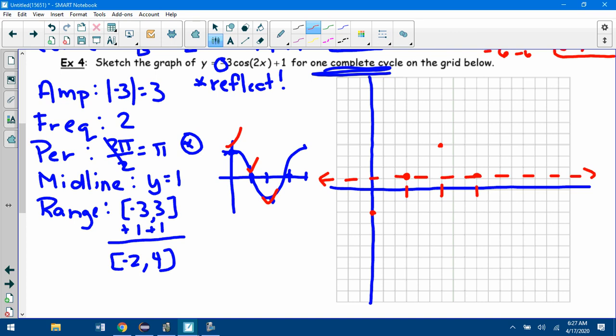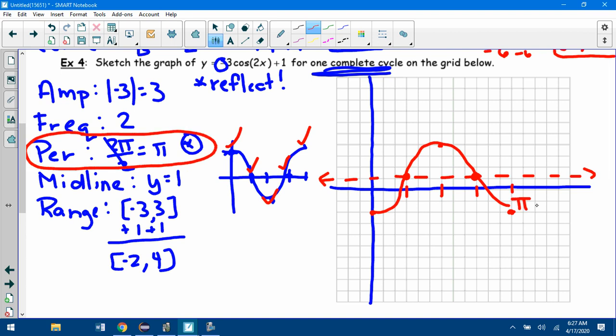Then I'm back to on the midline. That's that point. I'm going to end 3 below the midline. And you've got to have that curvy shape to it still. And just double check, I'm going from -2 to 4, so that looks good. What should this spot here be labeled? That's the end of 1 cycle, which is the period. So this needs to be labeled as pi. If you want to do the midpoint, that'd be pi over 2.